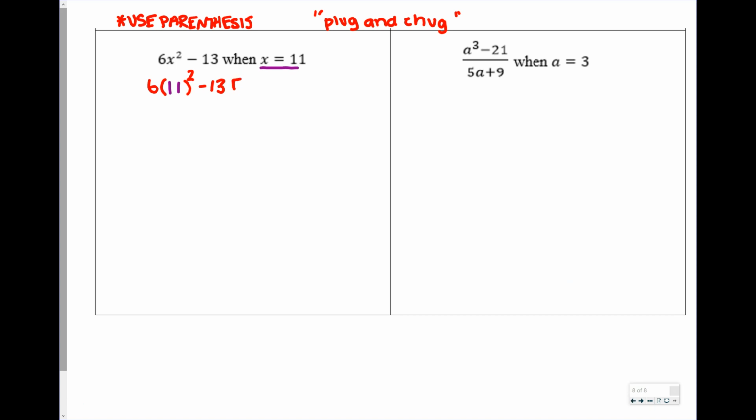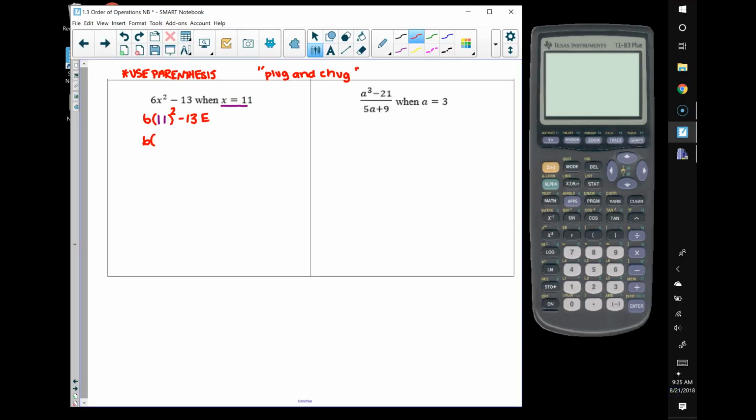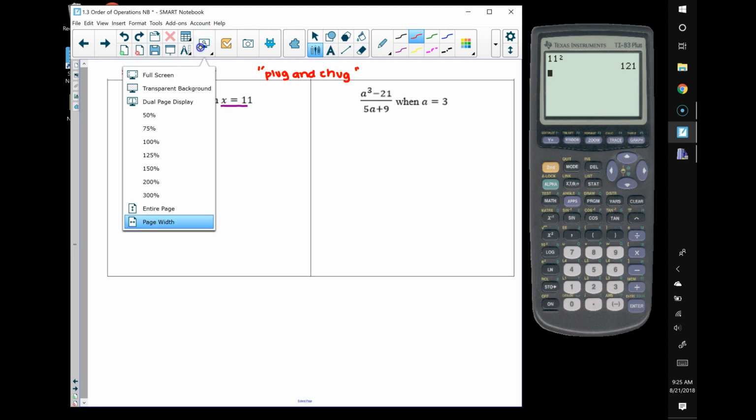So here I see exponents first. So I'm going to do 6 times, now 11 squared is something you might want to put in your calculator. Turn the calculator on, hit 11, and then do you see this little x squared button? If you press it, it's going to put that little 2 up there for you as a shortcut. Hit enter, and I get 121. So it's going to be 6 times 121 minus 13.